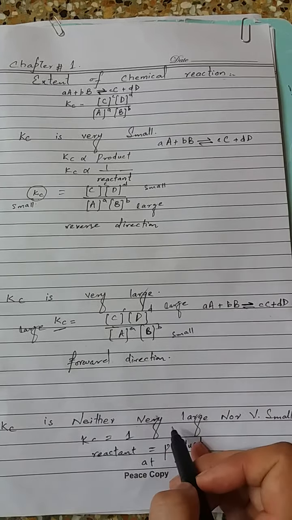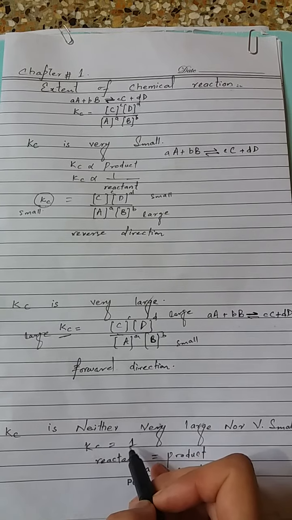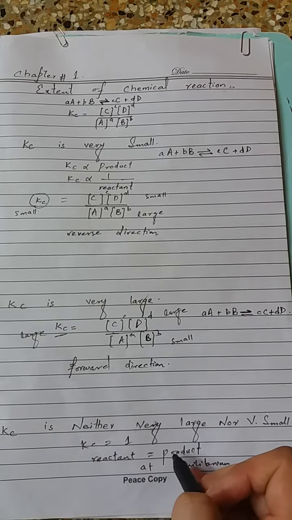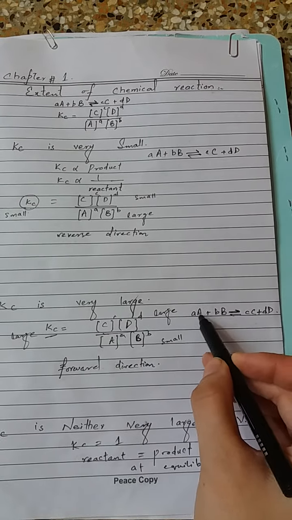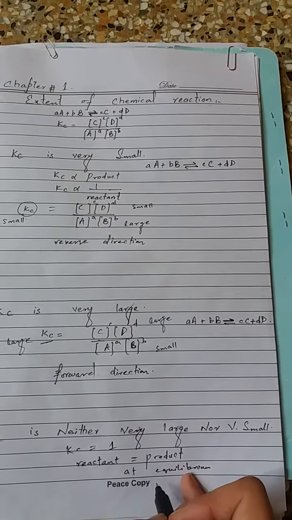When Kc value is neither very large nor very small, it means Kc value is equal to 1. Here the concentrations of reactants and products are equal. So the reaction is at equilibrium.